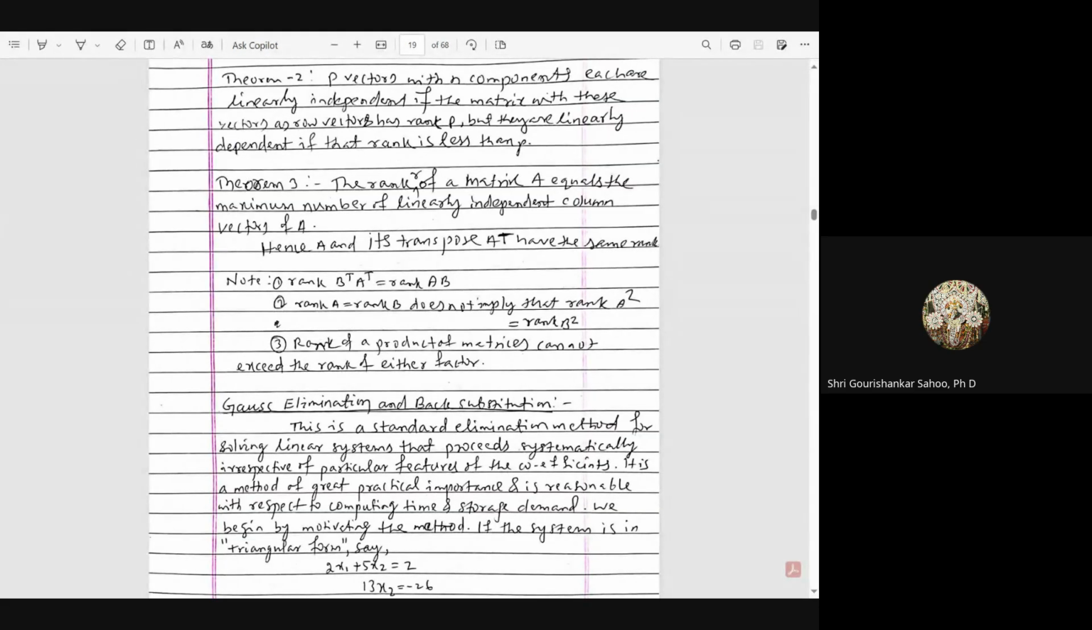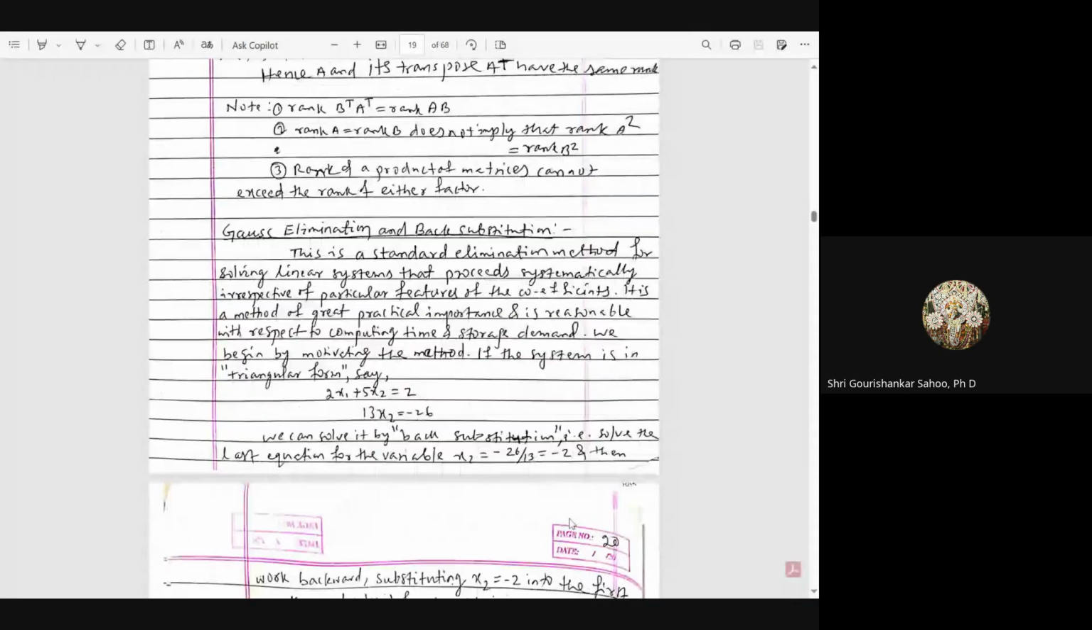And you can remember these things. Rank of B transpose A transpose is equal to the rank of AB. Rank A equal to rank B does not imply that rank A square is equal to rank B square. The rank of a product of matrices cannot exceed the rank of either factor. Okay.